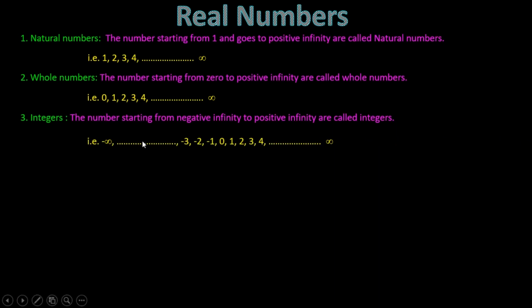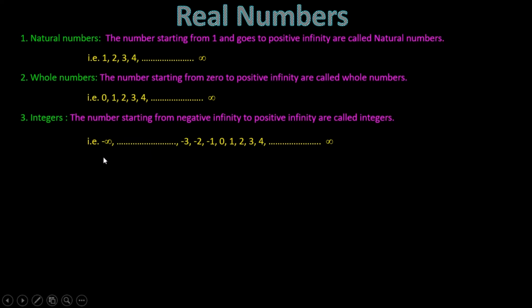So natural numbers start from 1, whole numbers start from 0, and integers go from minus infinity to plus infinity. That is, from minus infinity it increases up to 0 and then 1, 2, 3, 4 to positive infinity. All these numbers are called the integers. It means natural numbers are a subset of whole numbers, which are a subset of integers. You can say it like that.